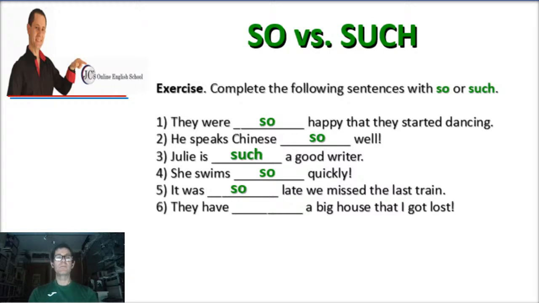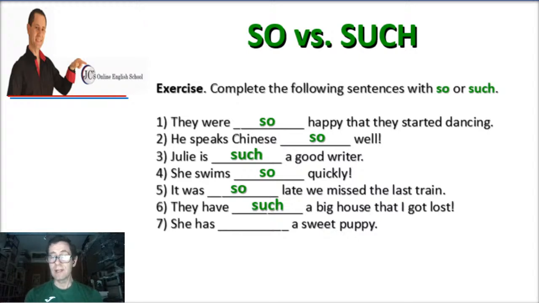Number 6, they have a big house that I got lost. Hyder is right for number 6. They have such a big house that I got lost. Rosa, number 5 is so, not such. Number 5 is so late. But Hyder is correct with number 6. Remember, whenever you have the word or the letter A, it is going to be such.